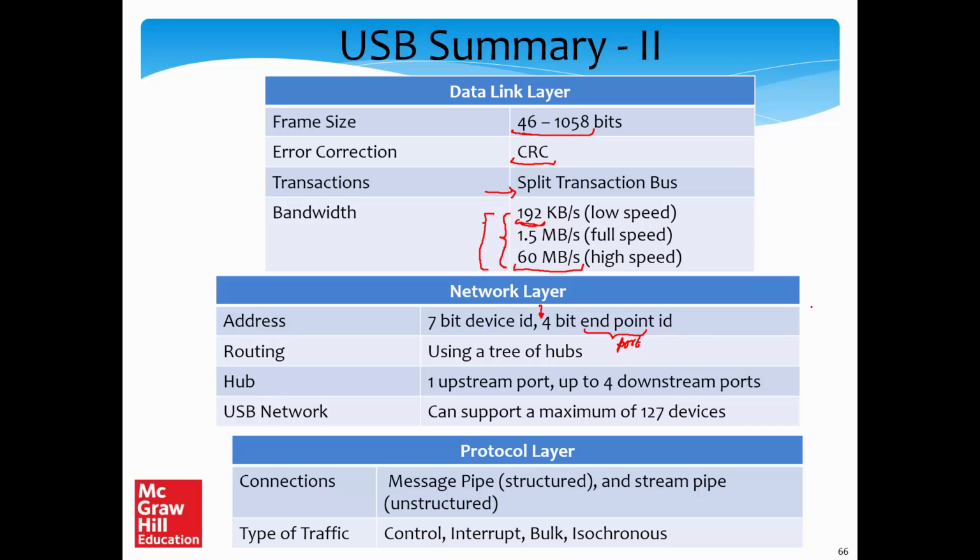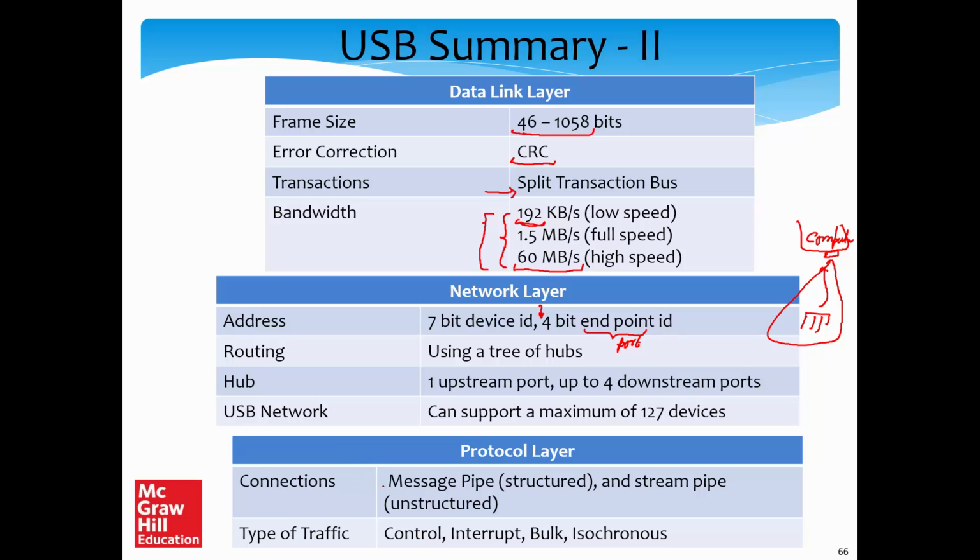We use a tree of hubs. One hub can have one upstream port and up to 4 downstream ports. Upstream is essentially towards the host and downstream is towards other devices. We can support a maximum of 127 devices per USB port on the computer. So if this is the computer, or the host, then for one port we can support a maximum tree of 127 devices, inclusive of hubs.